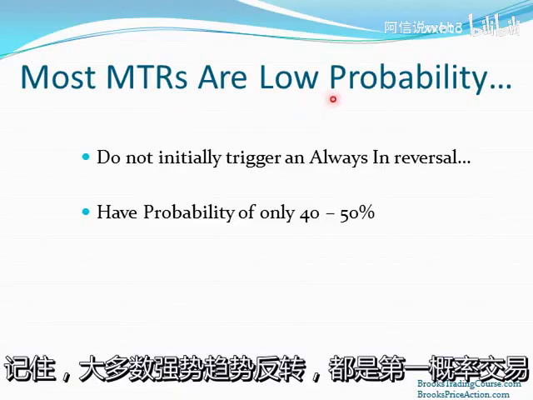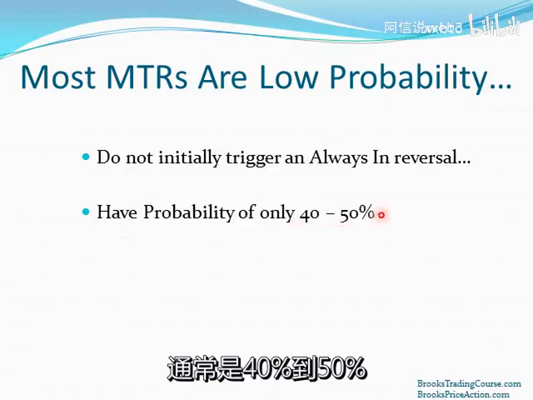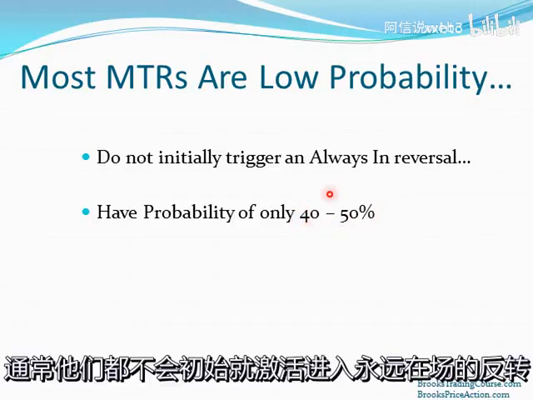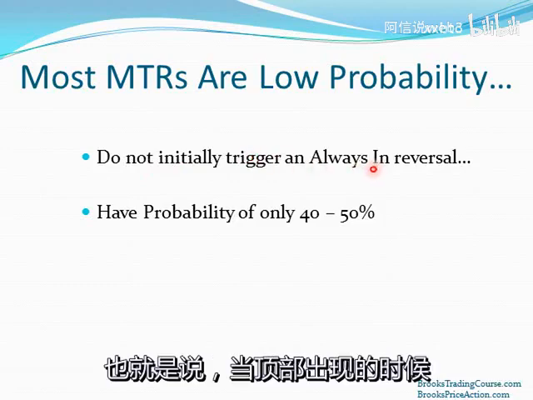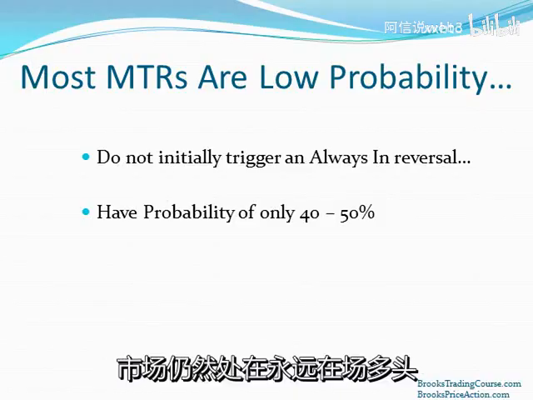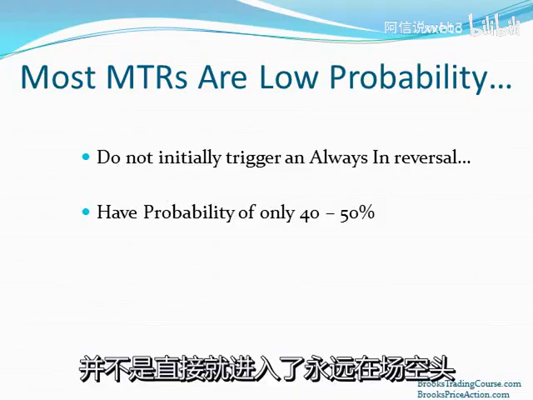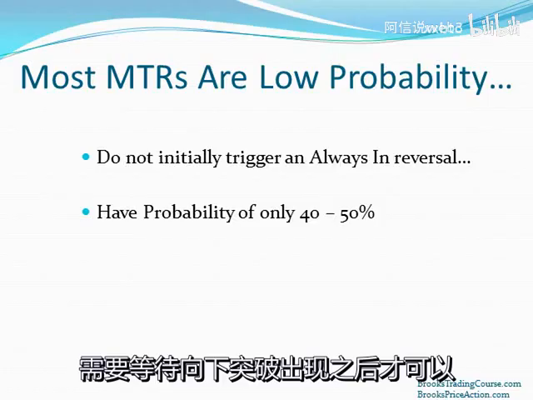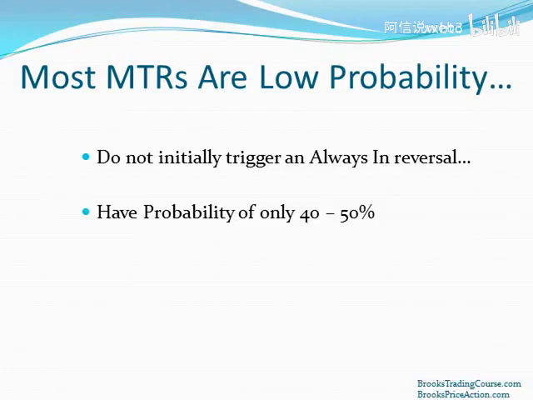Remember, most major trend reversals are low probability, usually 40 to 50% probability. And usually they don't initially trigger an always in reversal. So in other words, a top usually occurs when the market is still always in long, and it doesn't become always in short until after we get a bear breakout.